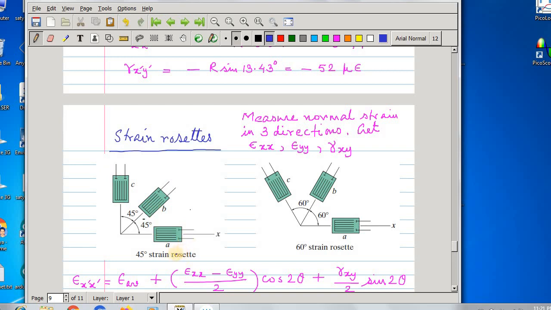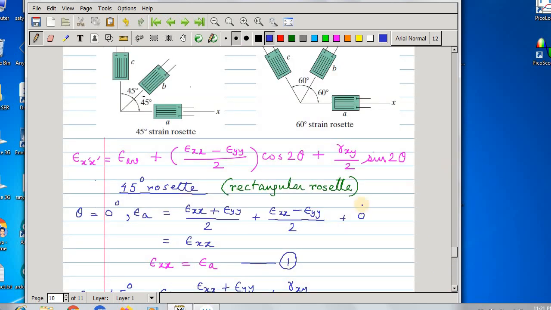For the rectangular rosette or 45° rosette, the gauges are in the x direction, the y direction, and the 45° direction aligned with both x and y along this direction. We measure normal strain in these 3 directions and we find out the strain state at that point. That means we find out epsilon xx, epsilon yy, and gamma xy. So this is very simple. So this is the formula which we are using. For the 45° rosette, theta equal to 0 degree.